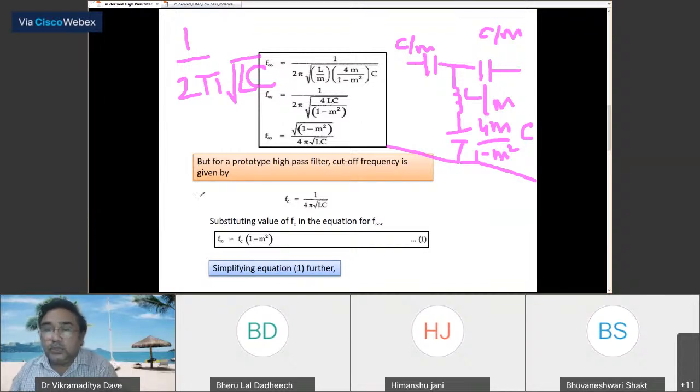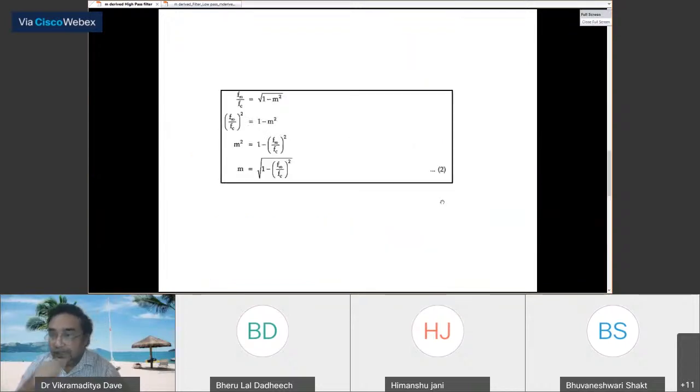Okay, now I also know that for a constant K prototype high pass filter, the cutoff frequency is given as 1 upon 4 pi under root LC. So I will write this 1 upon 4 pi under root LC as fc, and therefore I will get this formula that the frequency of infinite attenuation is nothing but fc times under root 1 minus m square. Okay, इसको फर्दर सिंप्लीफाई करूंगा मैं। इज इट क्लियर? तो फर्दर सिंप्लीफिकेशन से ये रिजल्ट आएगा f infinite upon fc is equal to under root 1 minus m square. इज इट क्लियर?